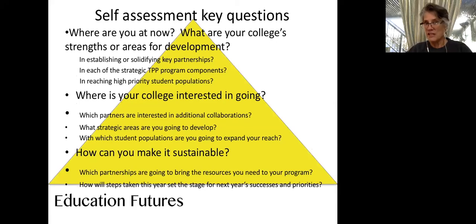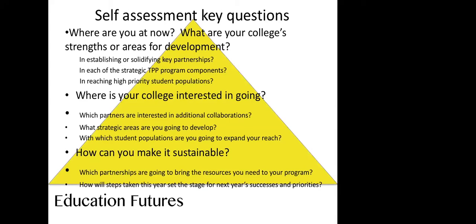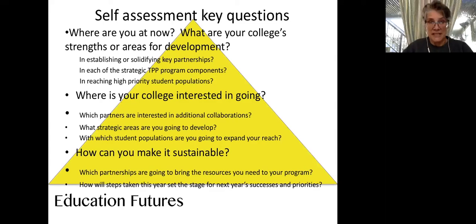So these key questions will really organize your application. The self-assessment questions start with understanding who your partnerships are, where they are now, where they need to go, and how you can make those sustainable, and how they are going to help you in addressing each of the strategic areas that are components of the TPP program, and how they can help you reach the student populations that you're going to expand to address with your programs.